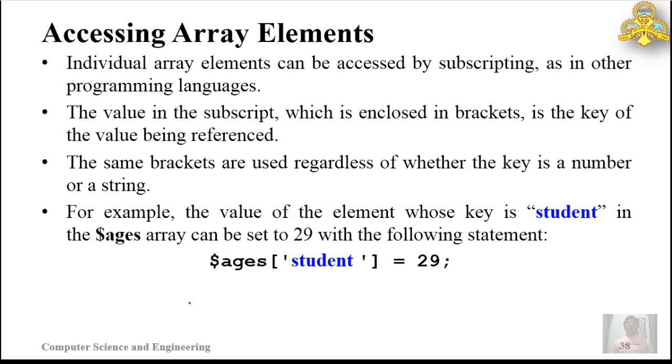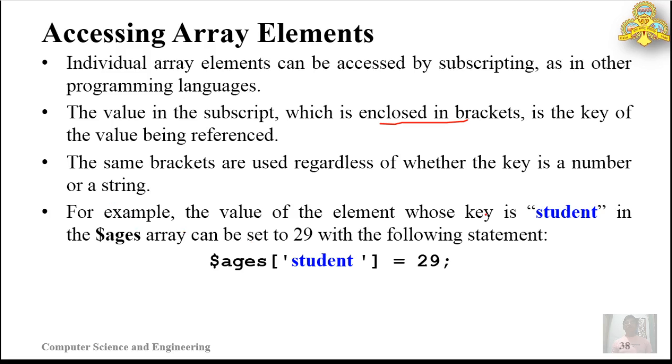We can access array elements. If it is a simple type of array, then we can go for subscripting just like in other languages. Usually it is in brackets. The value in the subscript enclosed in brackets is the key of the values, and if it's a normal array, it will be numbers, that is the index. And even if it is a hash type of array, we will use the same brackets even though its key is a string.